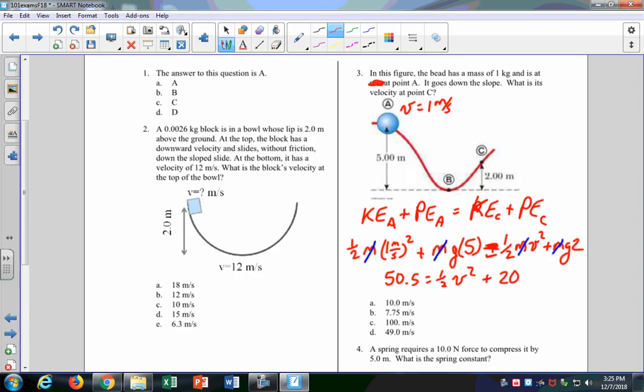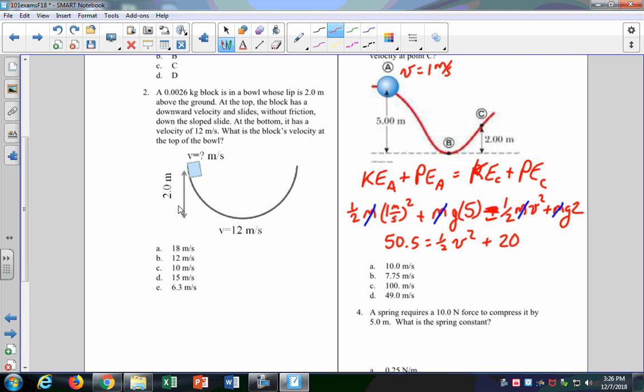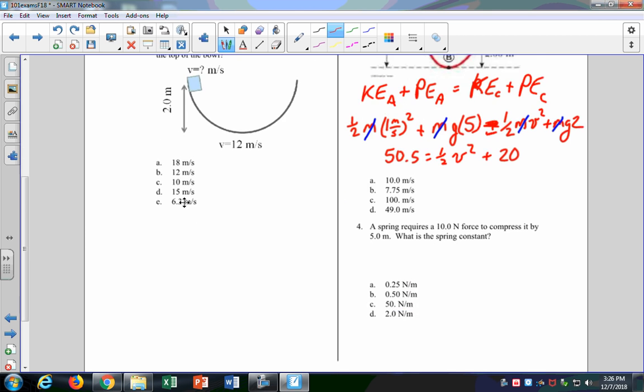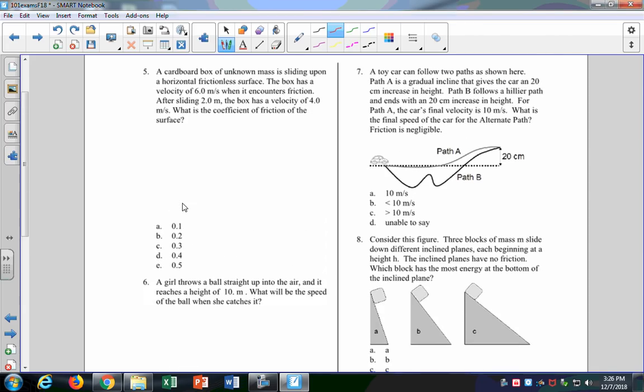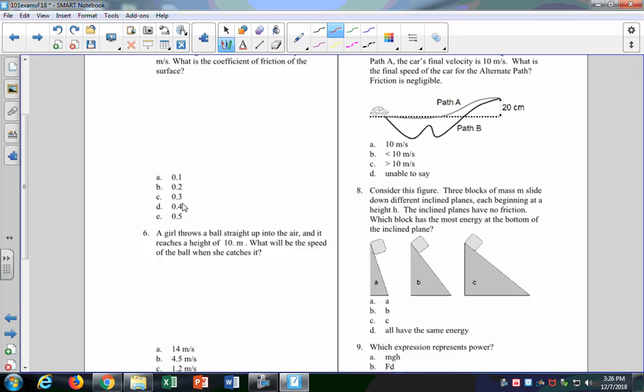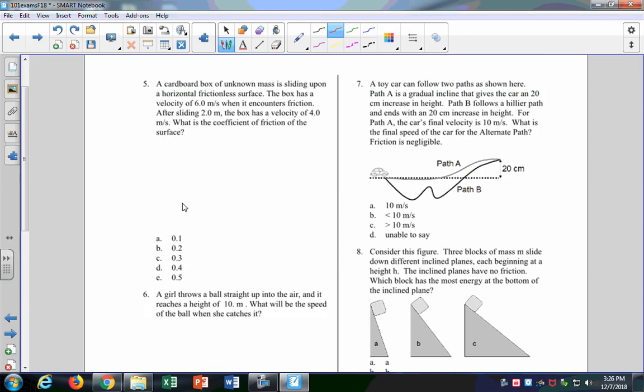What else? Why did you label it as A and C? Because at point A and at point C. What else? Y'all can solve the algebra on your own later. It's important, but I think y'all know how to do that, right? Solve for v. Okay. Number 5, please.